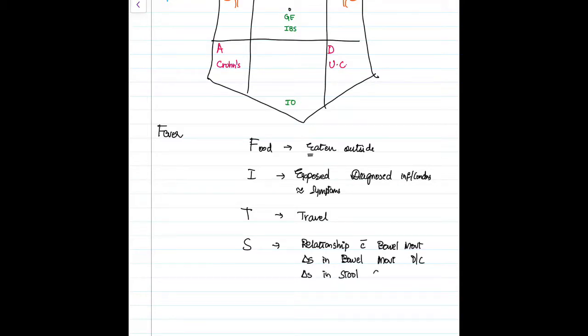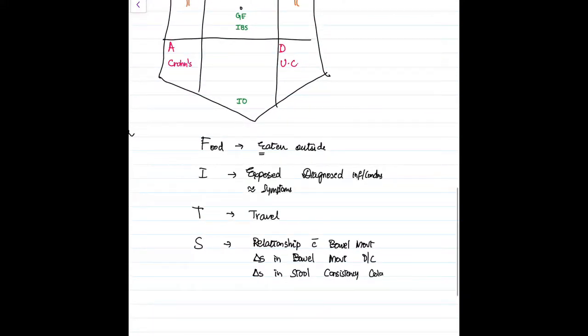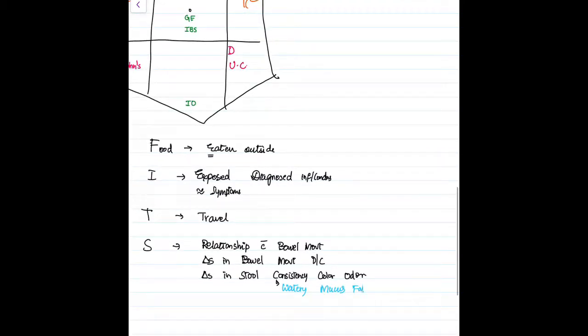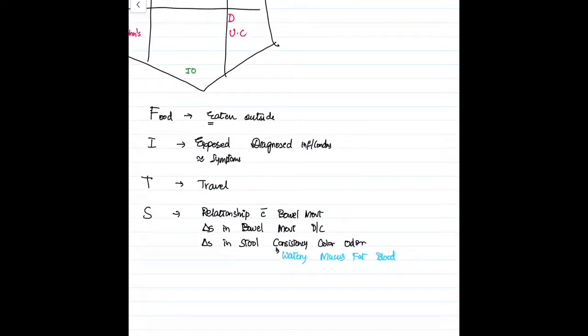And then we are going to ask, have you noticed any changes in your stool? So this can be consistency, color, odor. Okay, and next, consistency. This is going to be either watery, mucus, fat, and blood. So when you think about blood, you should ask how much amount of blood, and when does it occur. So it is before the stool starts, with the stool, or after the stool.